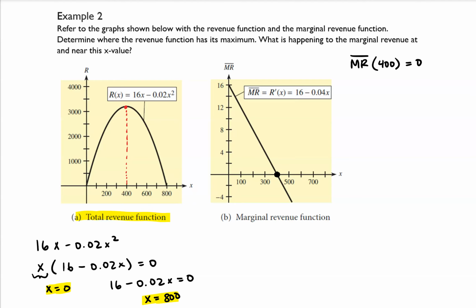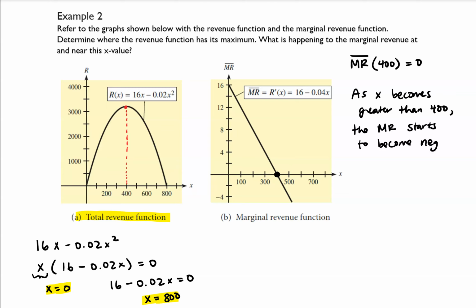So as x becomes greater than 400, the marginal revenue starts to become negative. What does that mean? Well, that means that the total revenue function is going to be decreasing. So if there's negative marginal revenue happening here, that means that after 400, the total revenue starts to decrease.